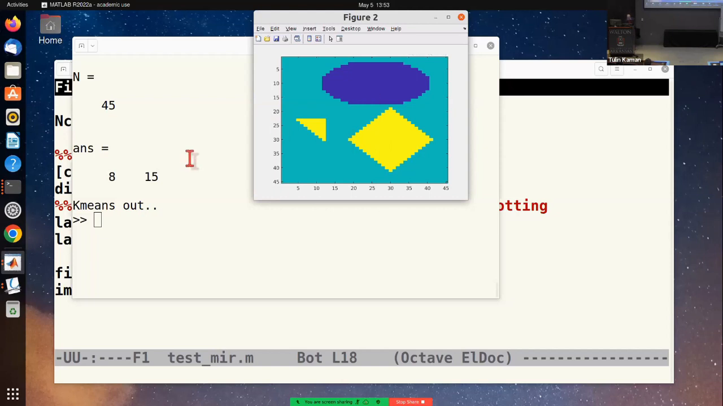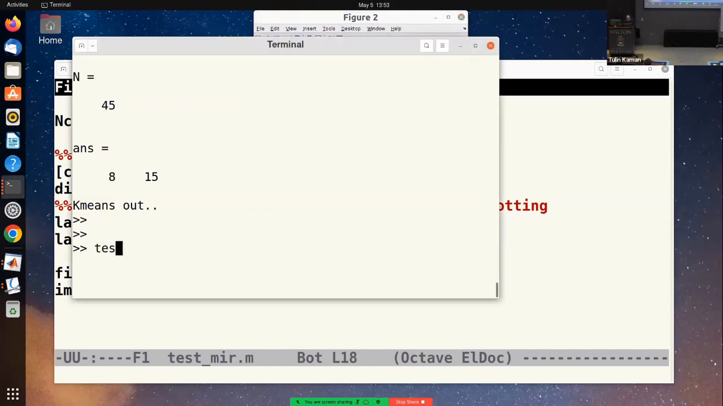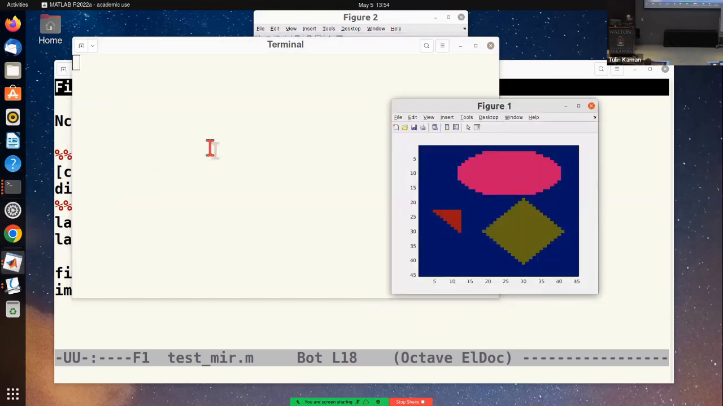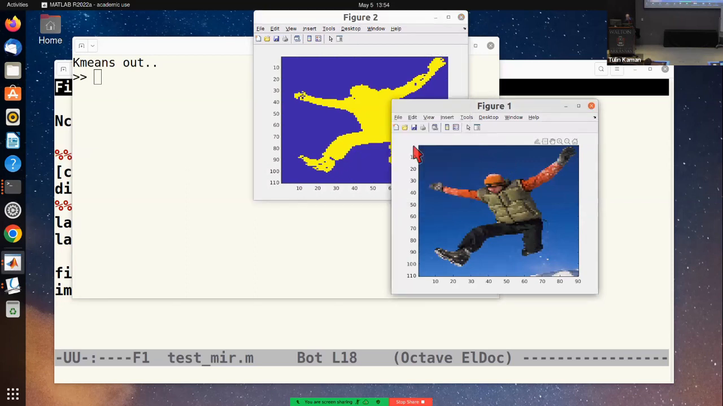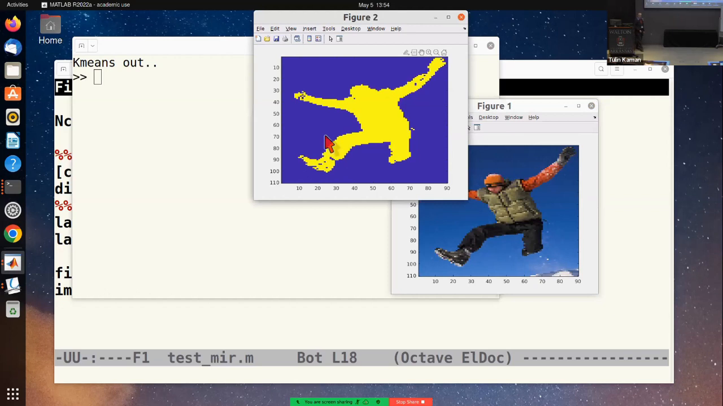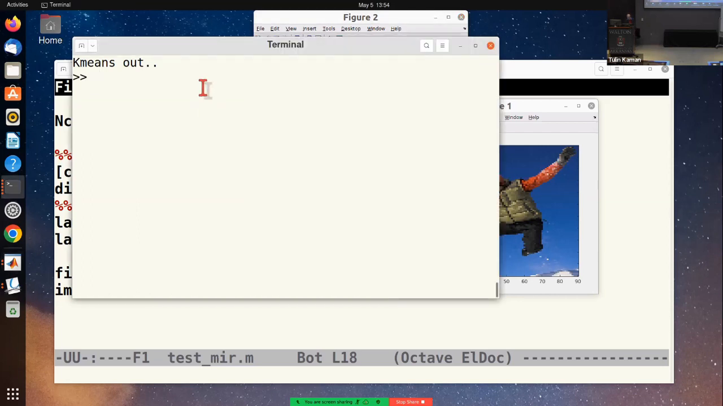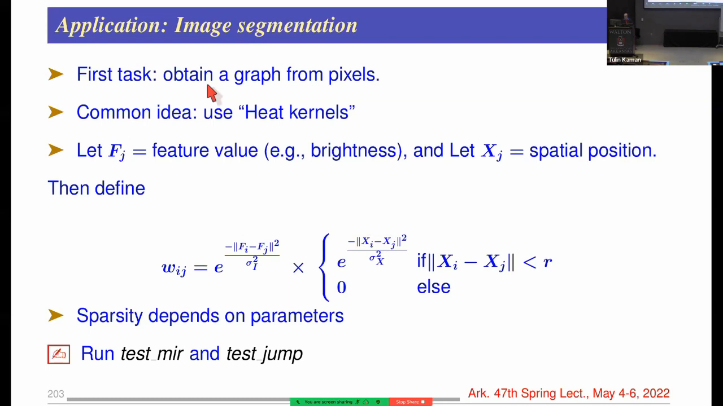Let's take the other example now. This is an image of a man jumping. This is the image. And then I try to segment it by k-means using 2 domains, and it finds this. Very, very simple. Okay, good enough. Any questions?